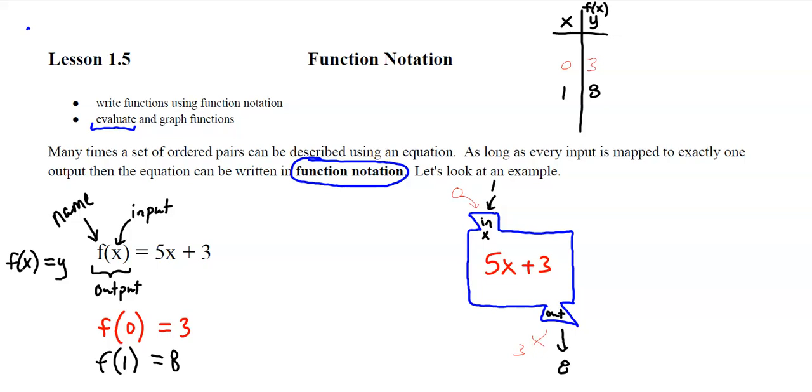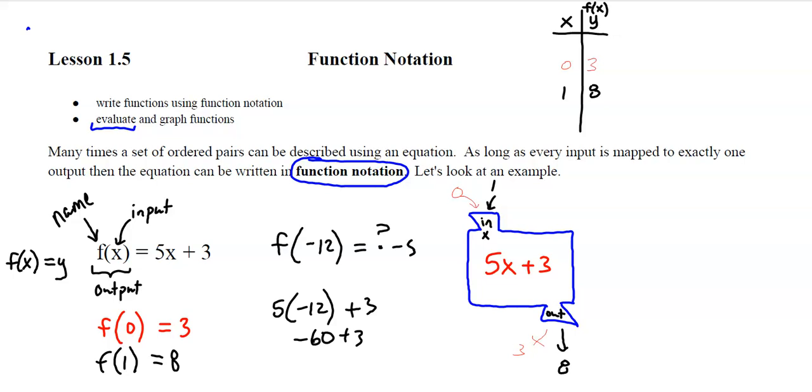So if I said, hey, what is f of negative 12? Question mark. You're like, oh, I just plug negative 12 in. I just do 5 times negative 12 and add 3 to it, which would be negative 60 plus 3, or negative 57. So f of negative 12 would equal negative 57. So that's kind of how function notation works.